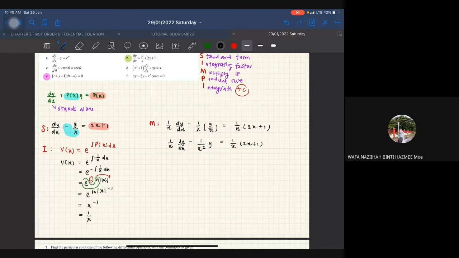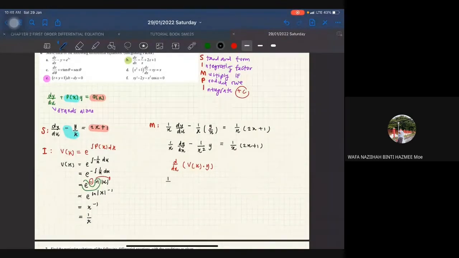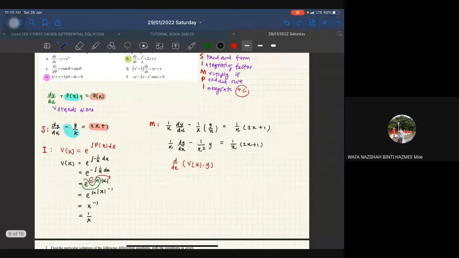Okay, jom saya sambung. Bila kita dah simplify yang sebelah kiri, barulah kita boleh tukarkan dia jadi product rule. Macam mana kita nak jadikan dia product rule? Sebenarnya yang belah kiri ni, dia akan jadi sama dengan d/dx of v(x) y. Macam ni. Kalau dalam case kita, it is d/dx, in bracket, so v(x) kita is 1 over x and then multiply with y.